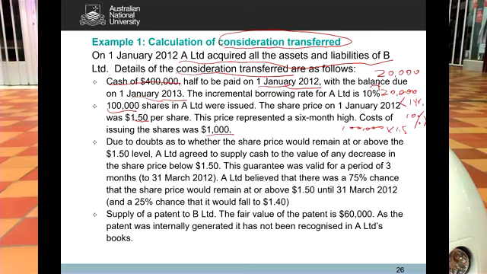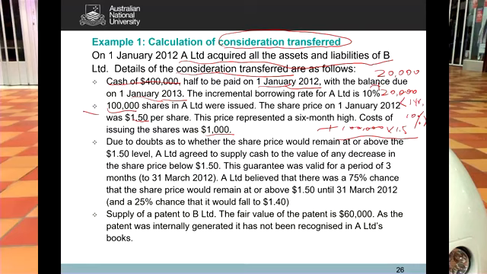How shall we deal with this 1,000? The cost of issuing the shares, is that part of the consideration transferred? No. The consideration transferred should be what is transferred to the acquiree, and this cost is just an expense for issuing the shares. So it is not part of the consideration transferred. We shouldn't include it. So from this part, we have 100,000 times 1.5, added to the previous two items.